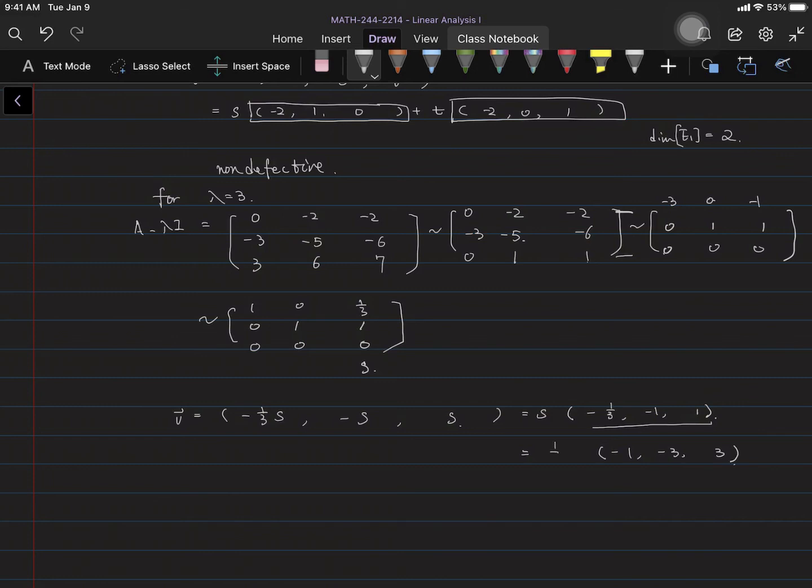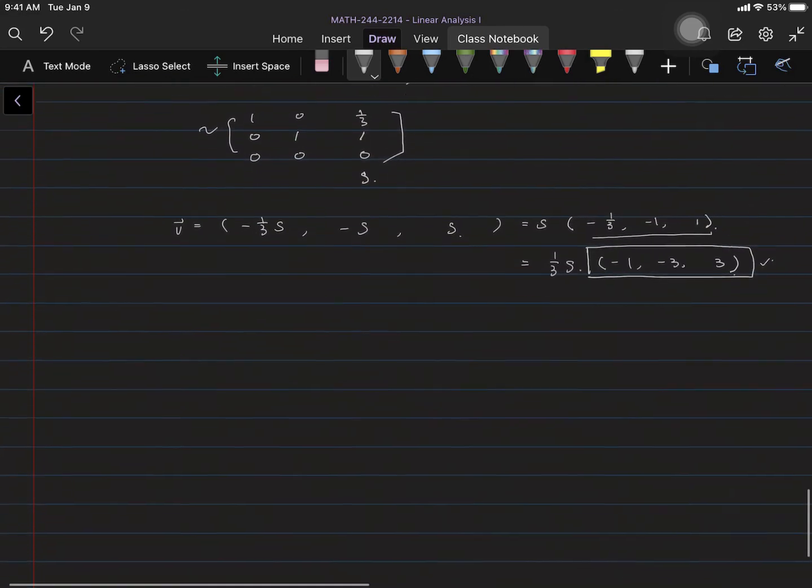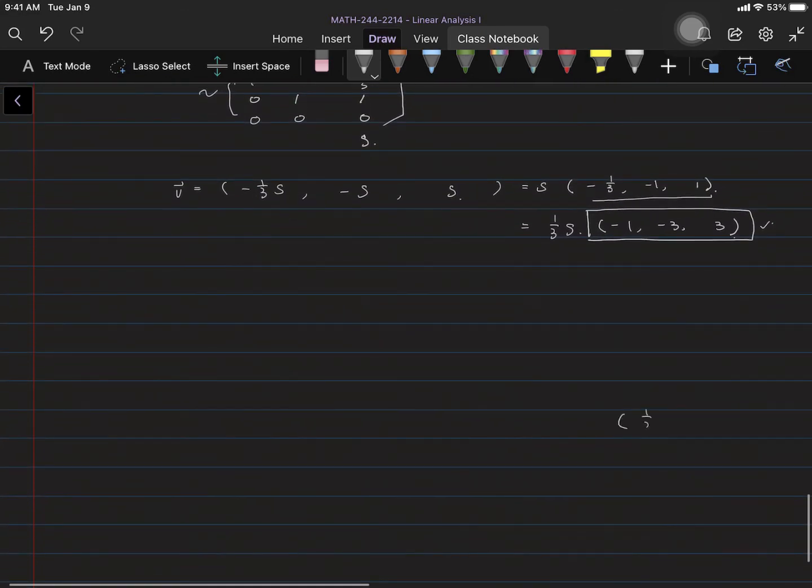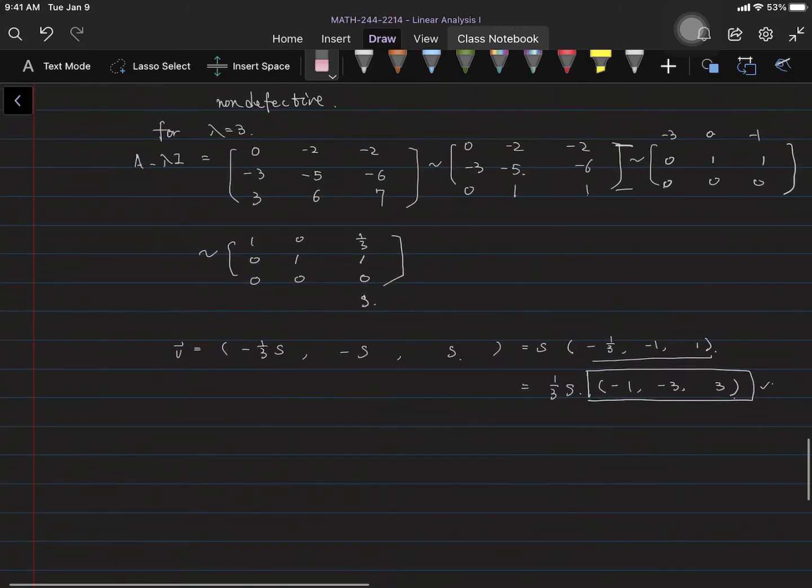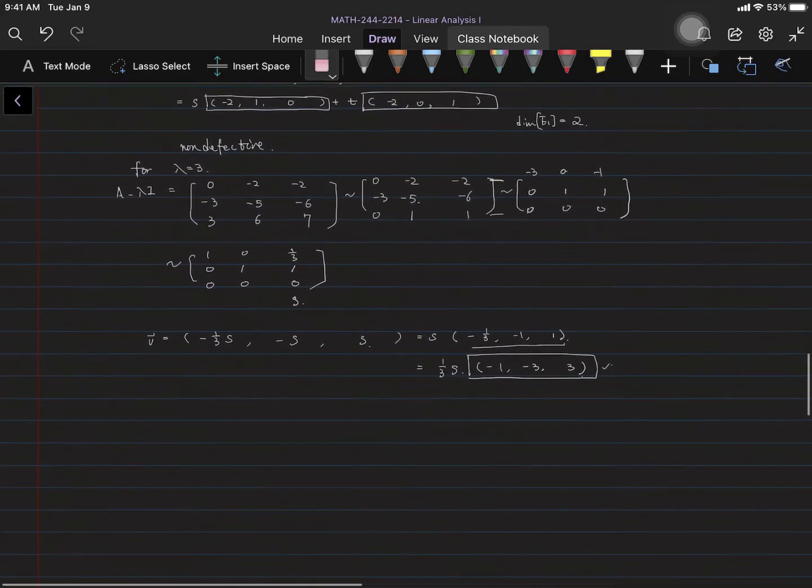And here we can factor 1/3 out, something like that. You can use both, but this is better, just to simplify. For example, if we have an eigenvector that looks like this, we want to write it as 1 and 2. We just want to write it in a simple way. So here we get 3 eigenvectors, right?